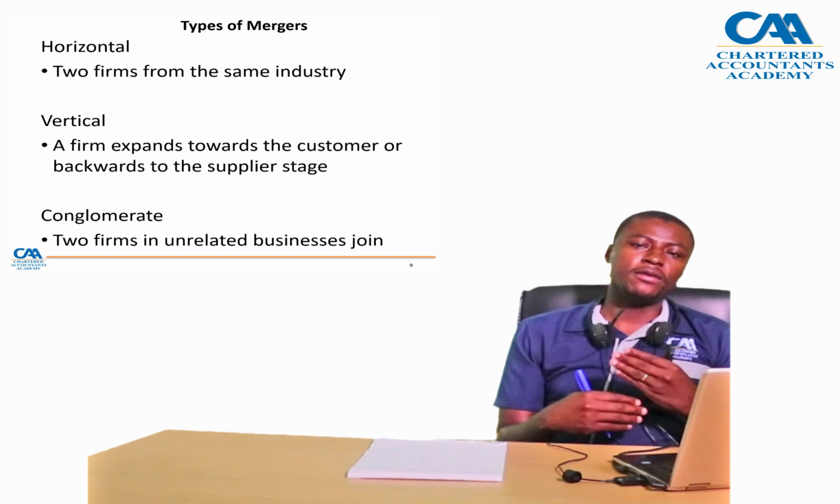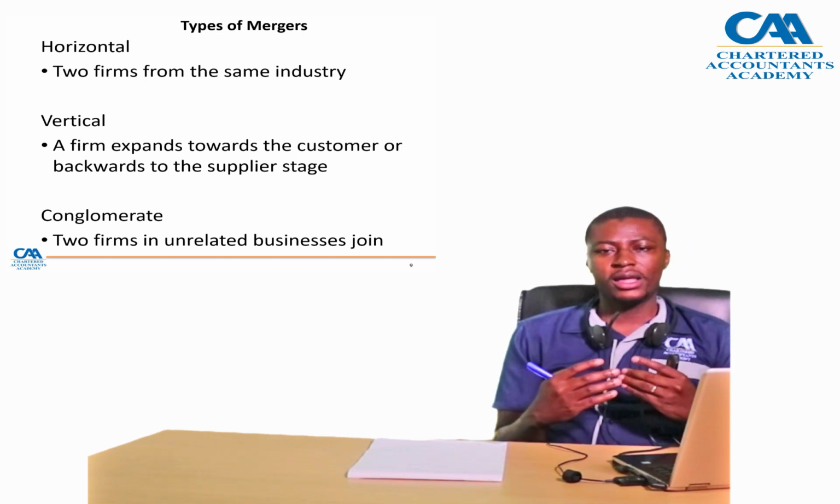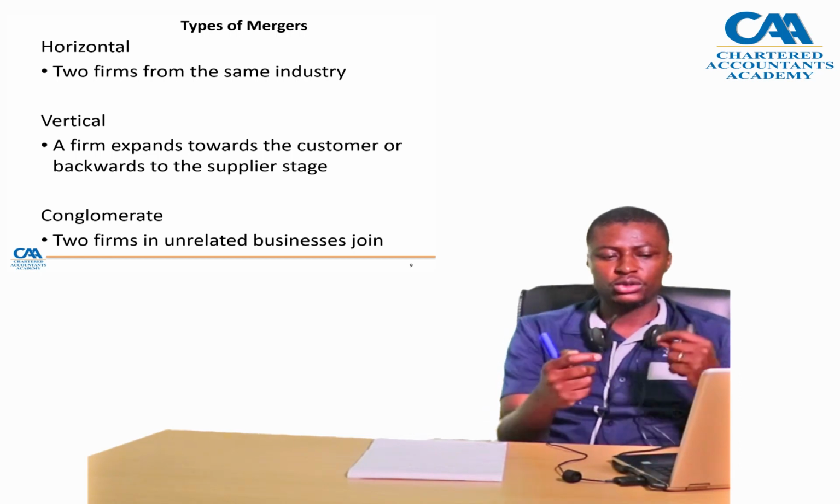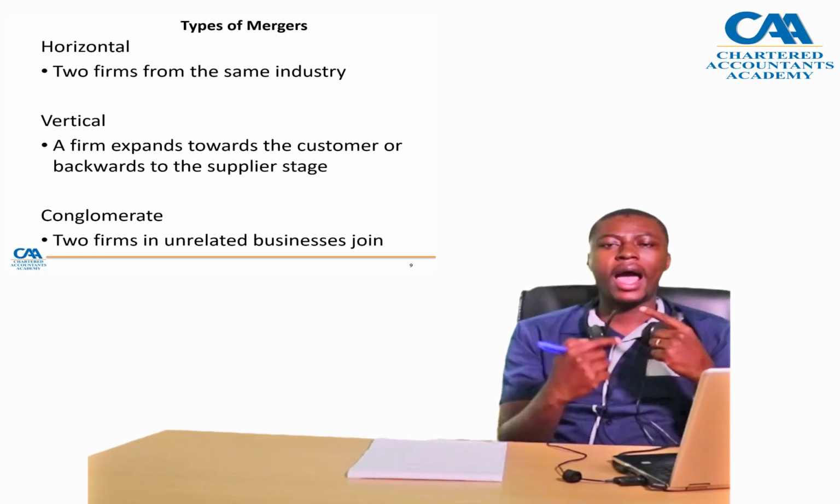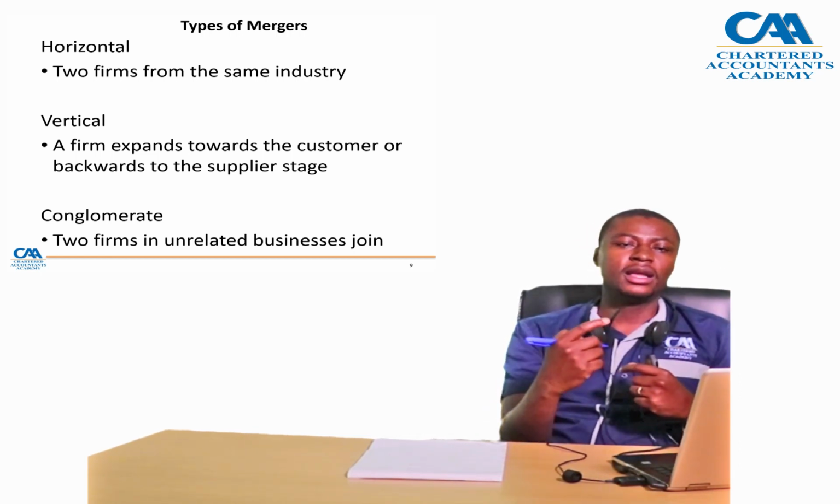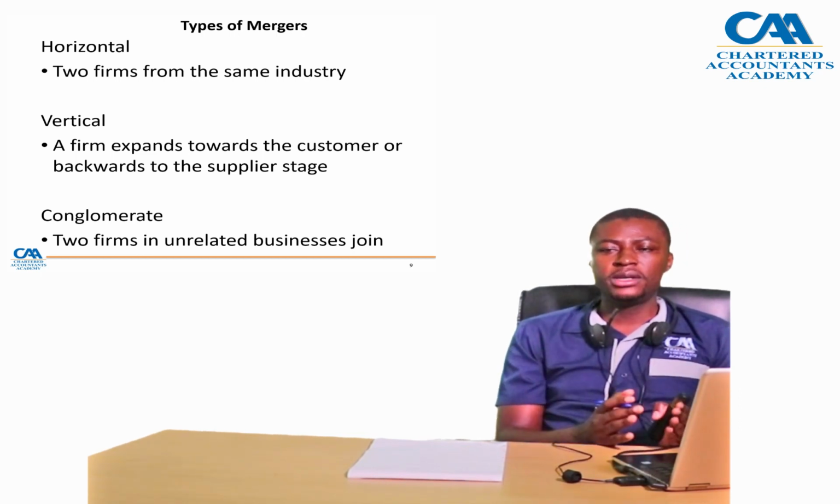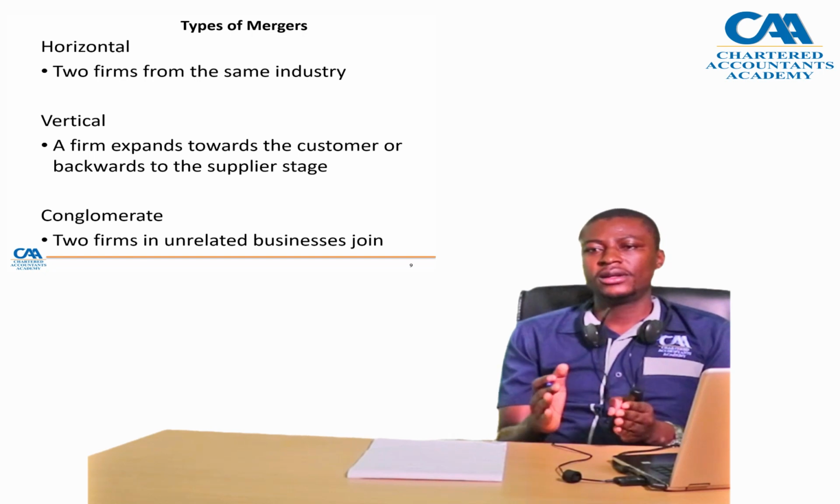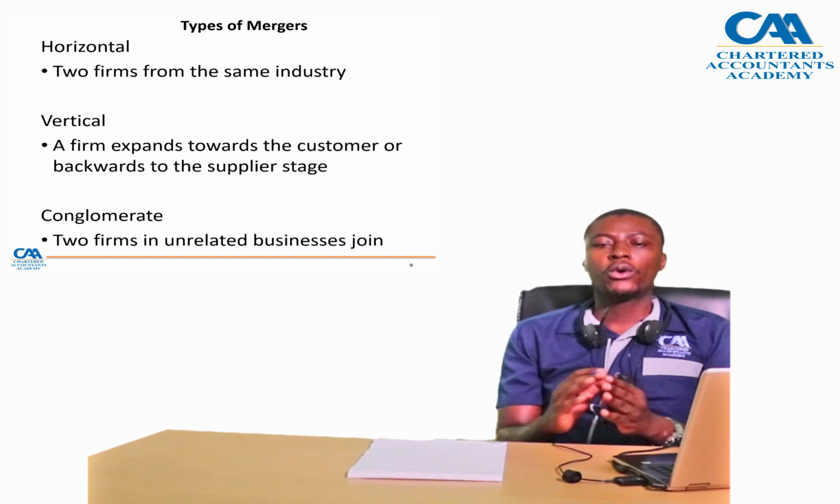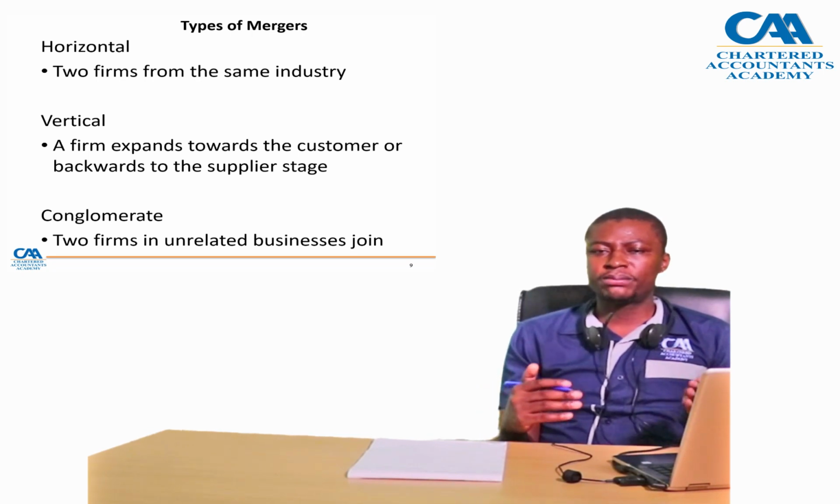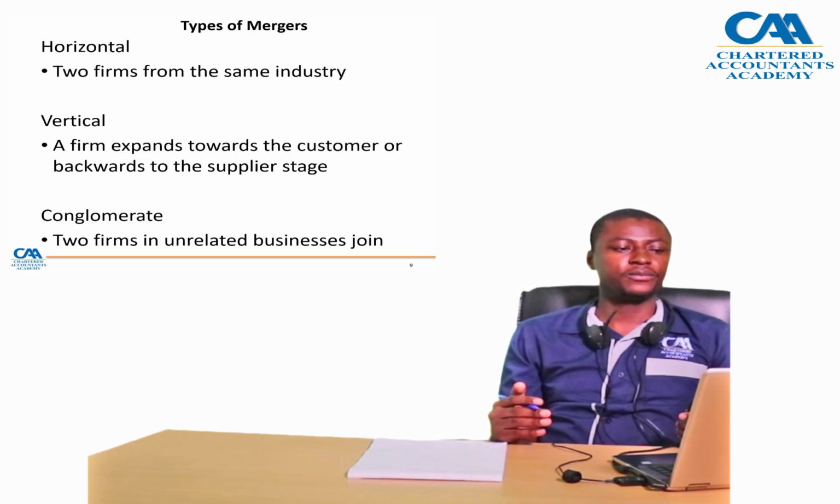And then you can also have a vertical merger, which is where a company is trying to control its value chain, its customers as well as its supply. So it can go either direction. And the last type is a conglomerate. In this type of merger, two businesses in unrelated business sectors combine to form one entity. And normally conglomerates are used as part of risk diversification.